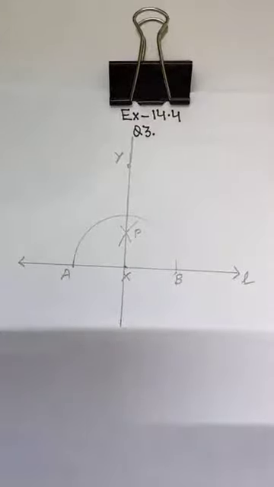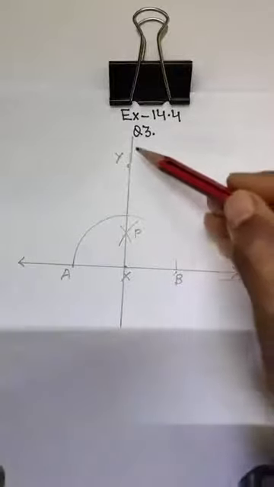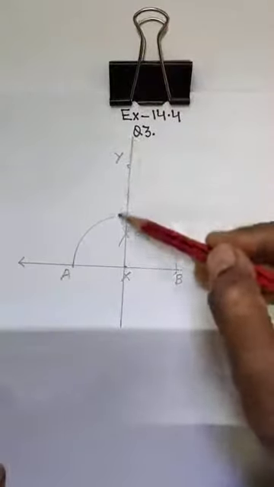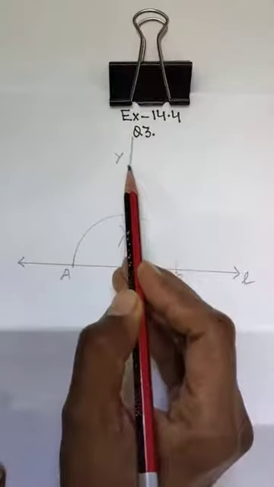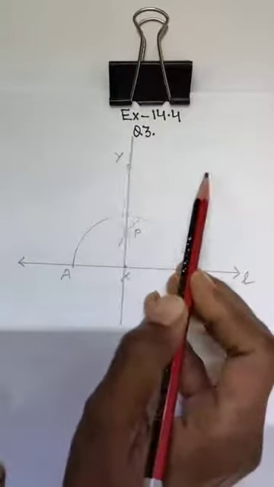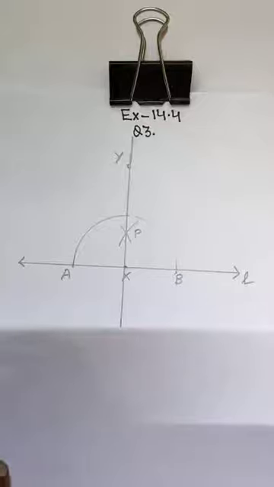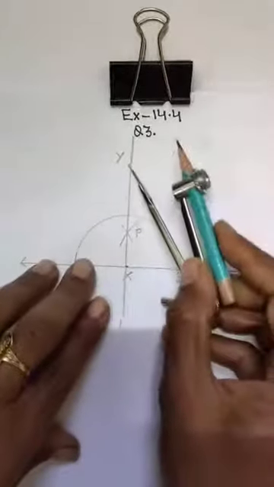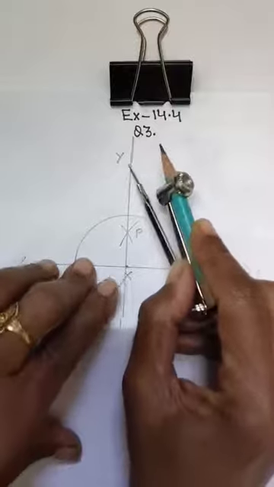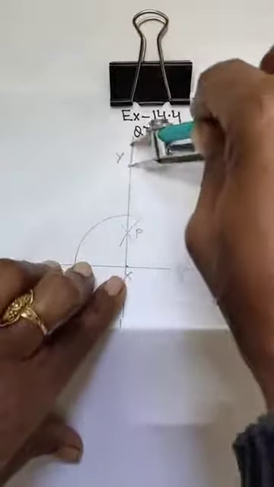Now one more question is there in this question. Now draw a perpendicular to XY at Y. Now you have to draw one perpendicular on this line. At Y means which passes through Y. Okay. Use ruler and compass. Same thing we will follow. Same steps are there.